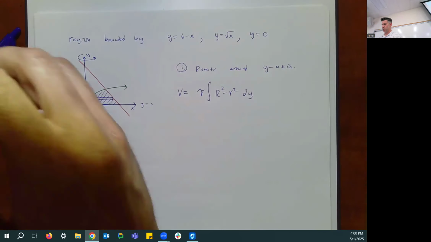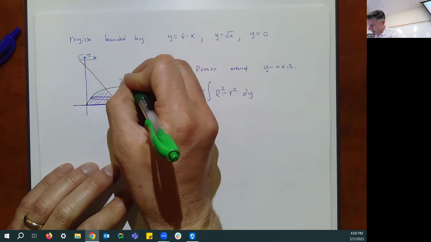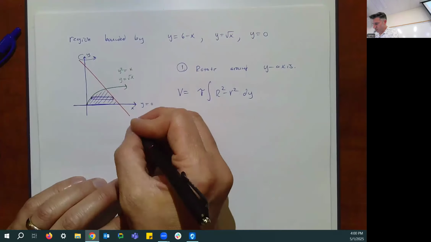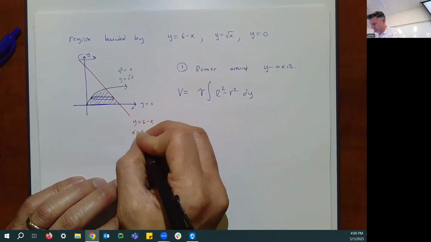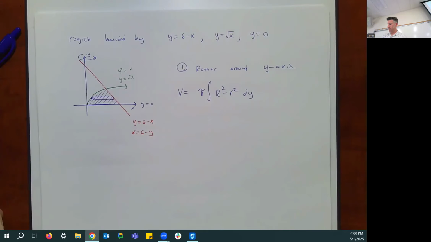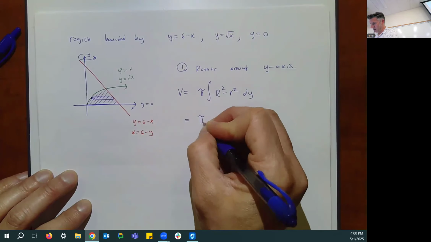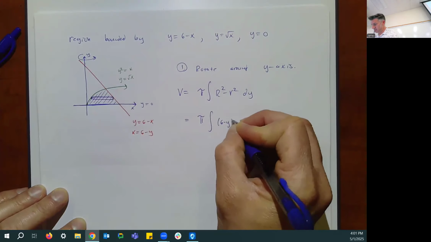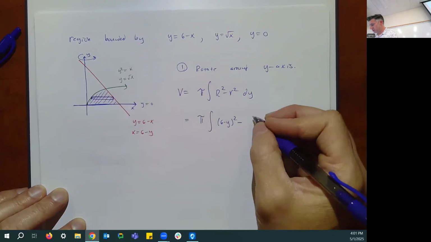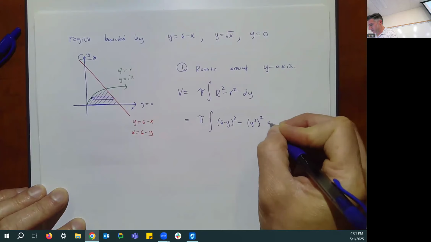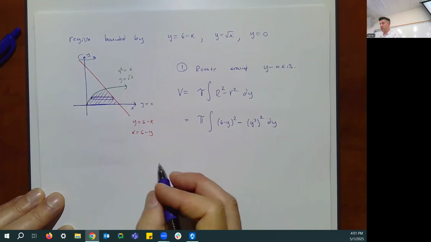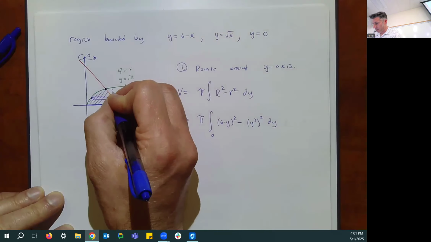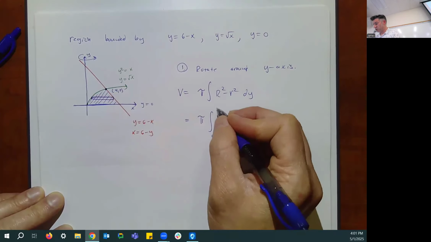I should probably write down what my functions are. This is y equals root x, or x equals y squared. This is still y equals 6 minus x, or x equals 6 minus y. So in this integral, my larger radius is the red function, 6 minus y. My smaller radius is the green function, y squared. My limits of integration are from as low as y equals 0 to as high as whatever this point of intersection is, which I still believe is (4, 2). So the upper limit of integration should be 2.